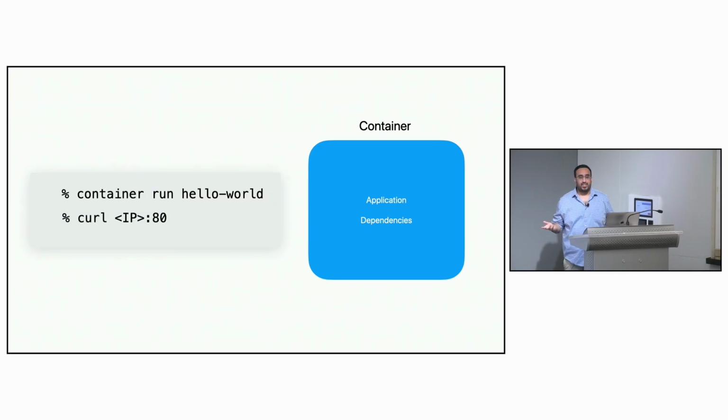Once I have that container running with the server, I'll be able to curl with the IP address of the container on port 80 to get a 200 OK response. So from a user's perspective, all you have to do is container run, and you're off to the races. Now, if we think about how we got here, aka the actual implementation of a container runtime, there's a lot of ways to do that.